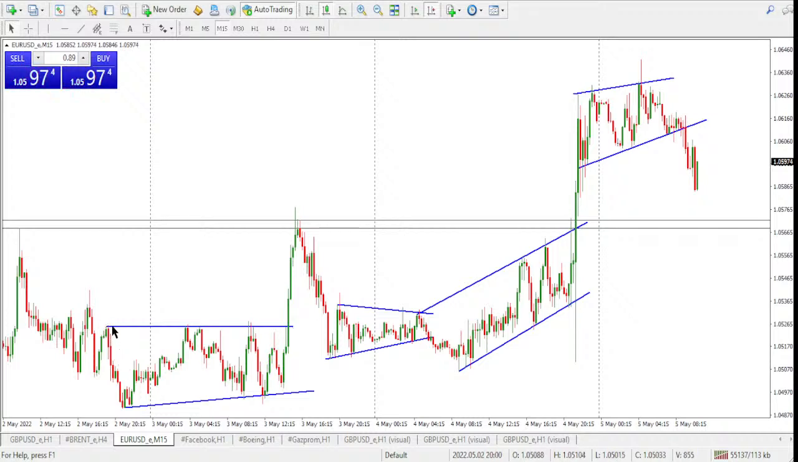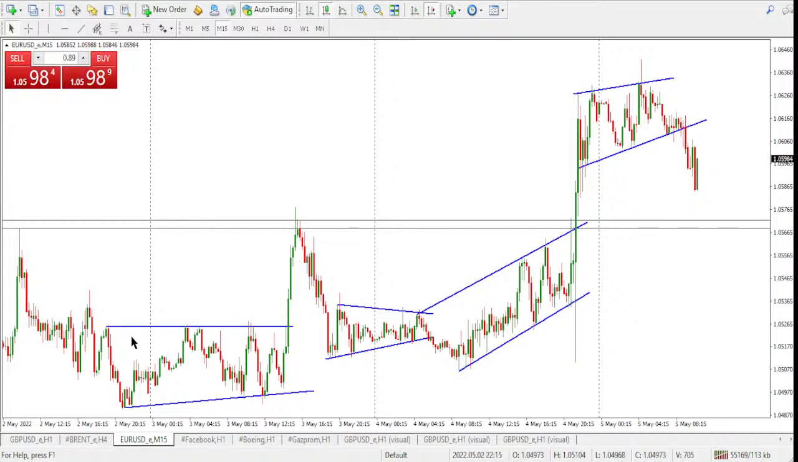So we have a resistance, a resistance, a resistance, and a resistance. And then you had a support here, a support, a support, a support. Then there is this breakout here. After this breakout, this is a good place to look for a buy from.